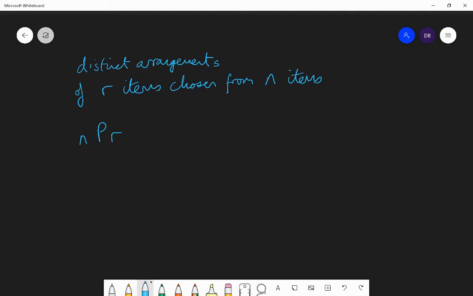NPR, and it's on your calculator. You'll probably notice if you look at your calculator, you'll find somewhere where it says NPR. It's a shift one. It's something above a key. Have a look for it. And the formula for it is N times N minus 1 times N minus 2 times, and you keep going all the way down to N minus R plus 1.